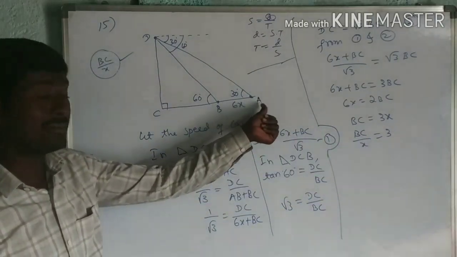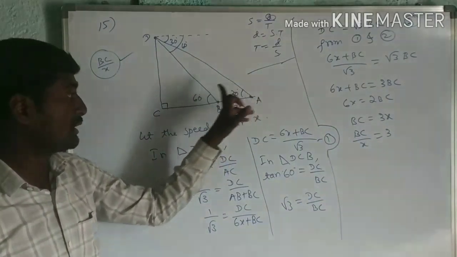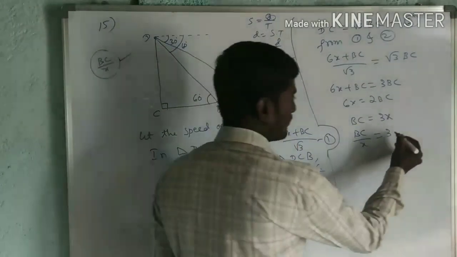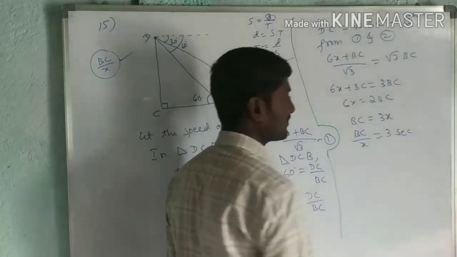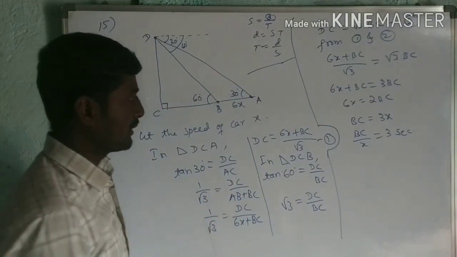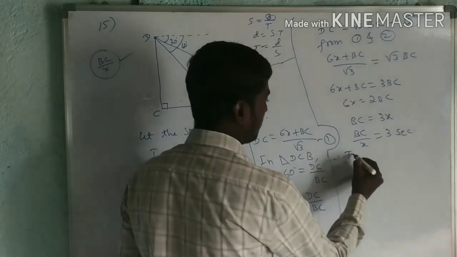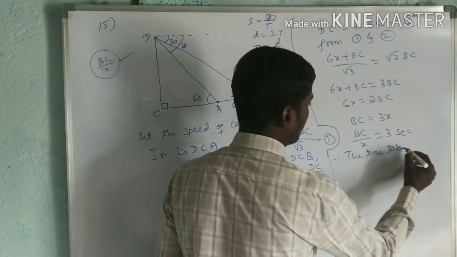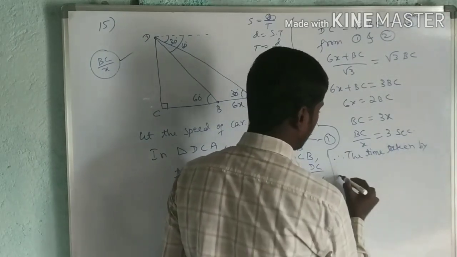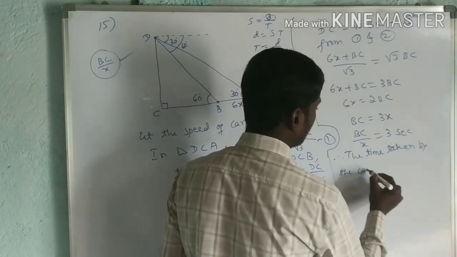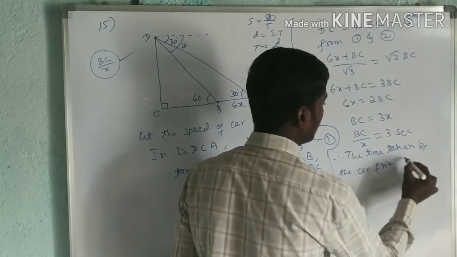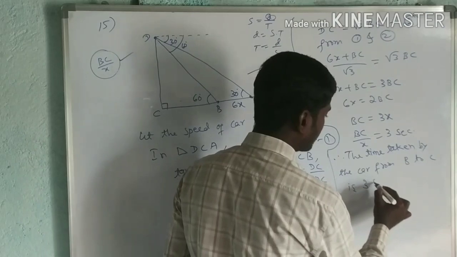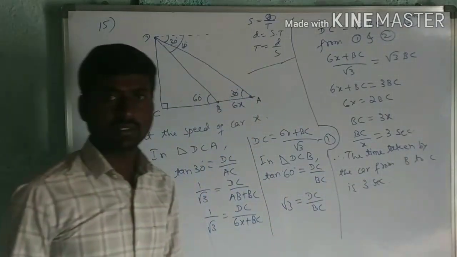But here the time is given in seconds. From A to B they gave 6 seconds. So BC by x will be 3 seconds. Therefore now I can write the conclusion: the time taken by the car from B to C is 3 seconds. Okay, this is how we can solve.